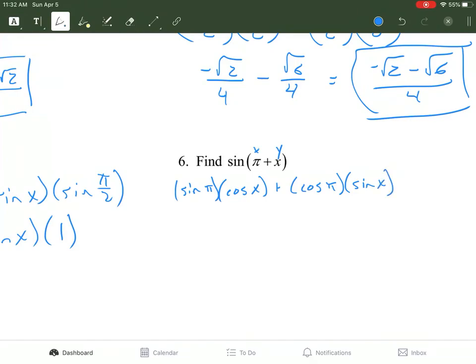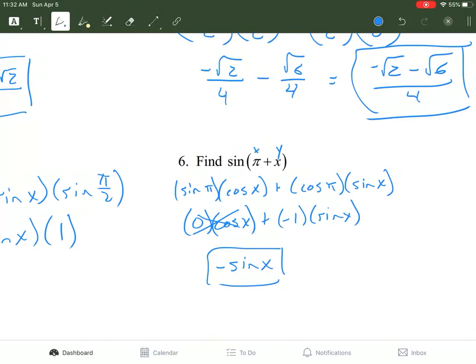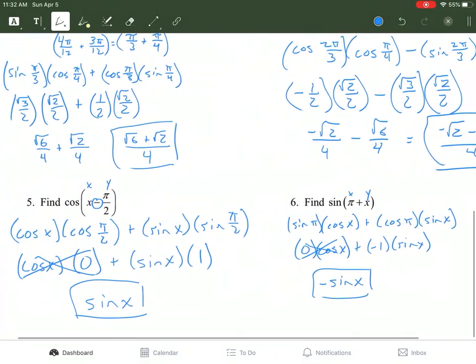Okay, so again, we're looking at a unit circle, but we're going to have to find two of them because the cosine and sine of x, well, they just are cosine and sine of x. So sine of pi, if we look at this, the pi on the unit circle, the y value is 0 times cosine of x plus the cosine of pi is negative 1 times the sine of x. All right, this side goes away because 0 times cosine is nothing, and you're left with negative sine of x. And there we go. All right, that's it.